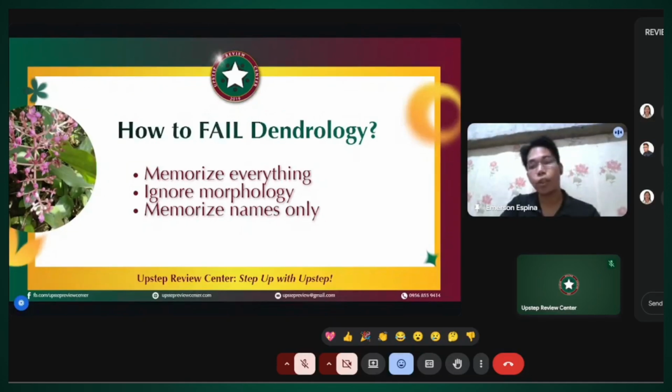Type yes in the comments if you ever forget a scientific name immediately after memorizing it, especially after being exposed to the sample that you collected in the field or was explained to you by the professor. Type yes. Let's see.